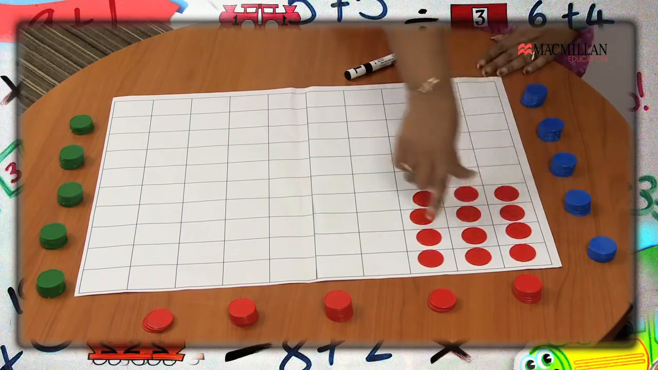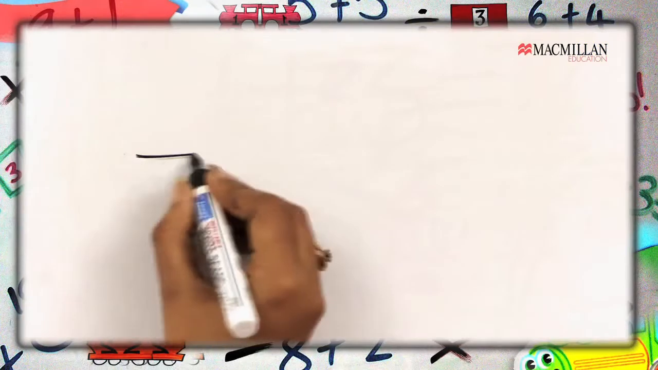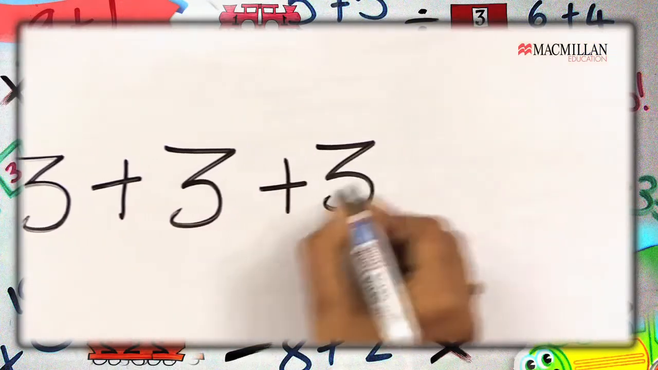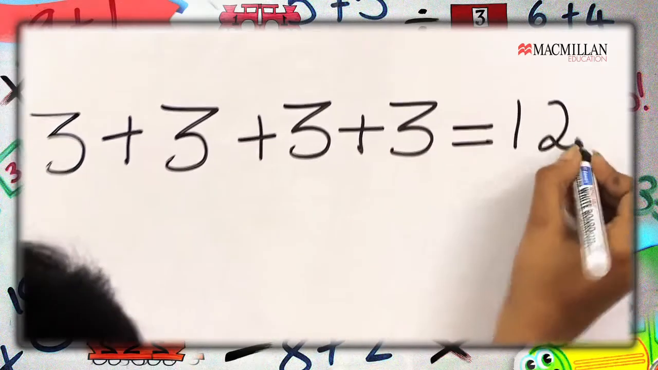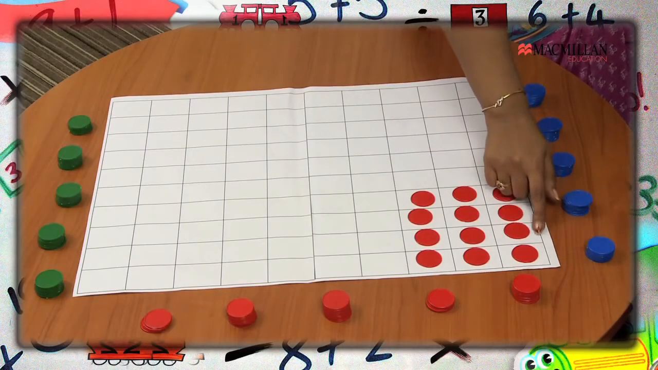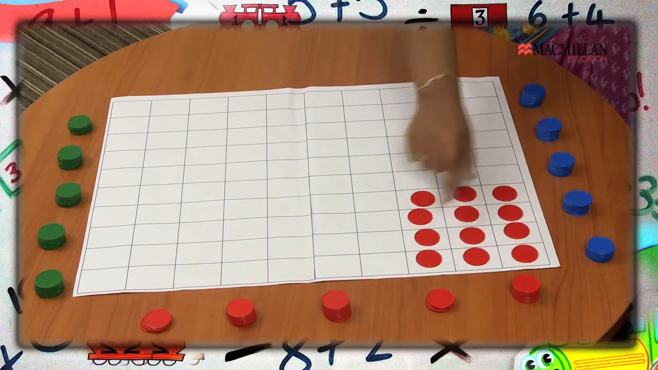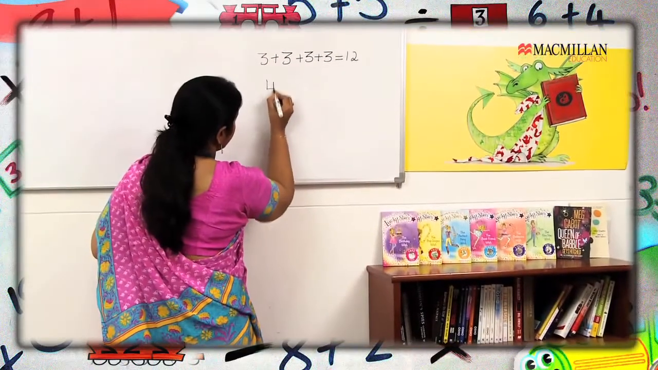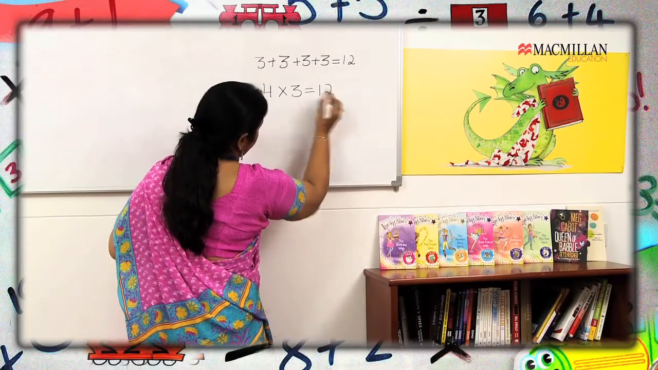So how many books do I get from the library in all? Let us see. It is 3 plus 3 plus 3 plus 3 is equal to 12. So what do I have here? I have here 1, 2, 3, 4 rows with 3 counters in each row. So I have 4 into 3 is equal to 12.